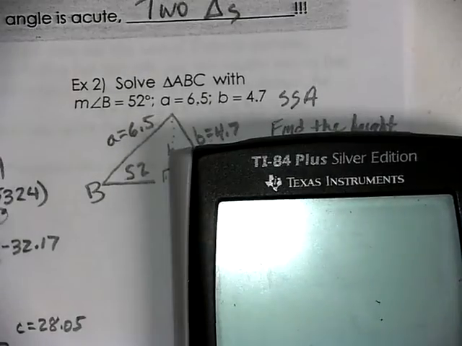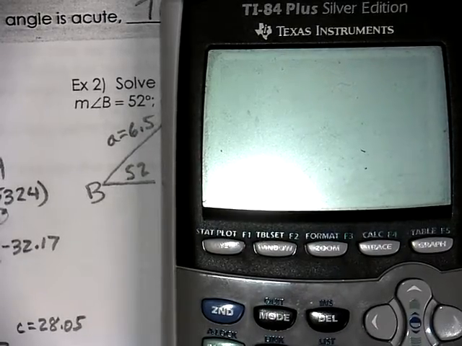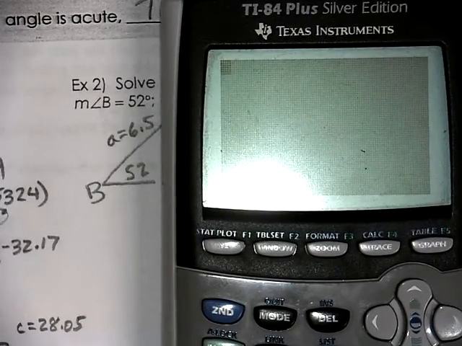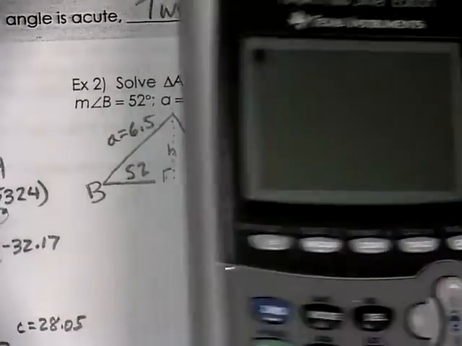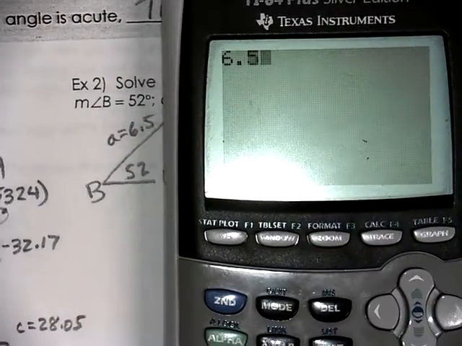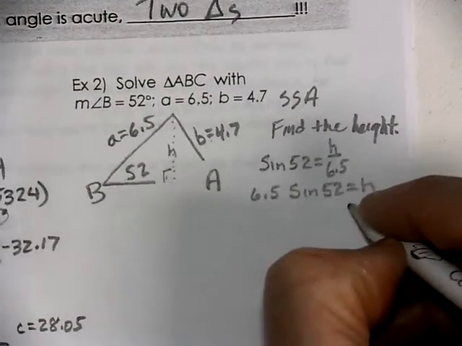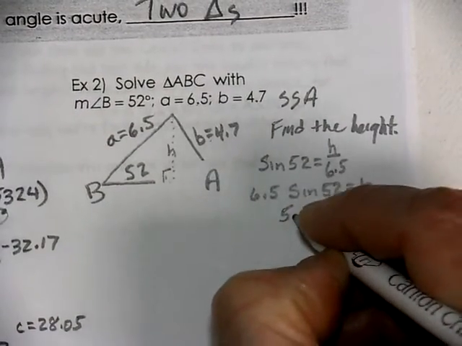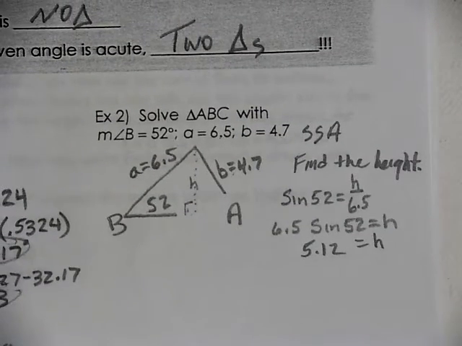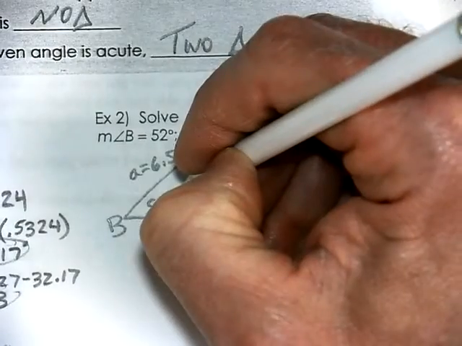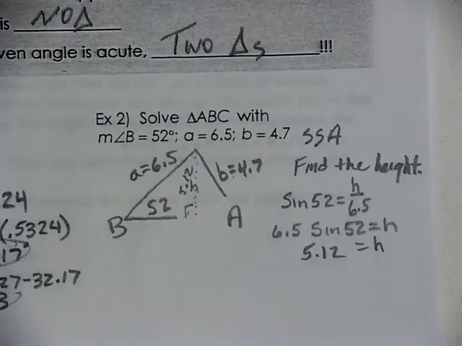And we can use our calculator to determine this. 6.5 times the sine of 52. Oh, gotta turn it on. You need to be sure you're in degree mode. 6.5 times the sine of 52 is 5.12. All right, so imagine this. This side here, it's not really a side, but the height of the triangle is 5.12.